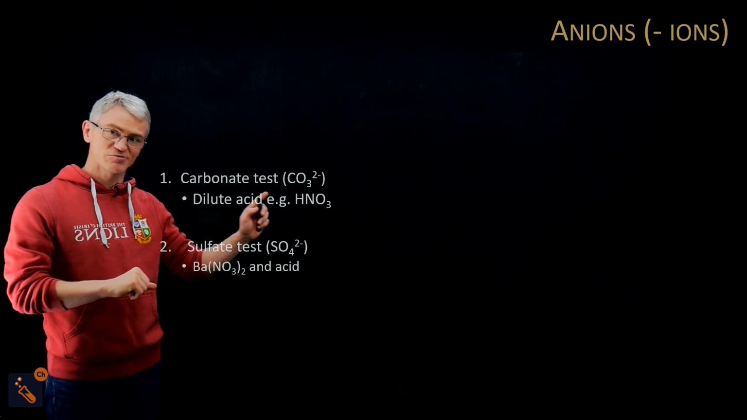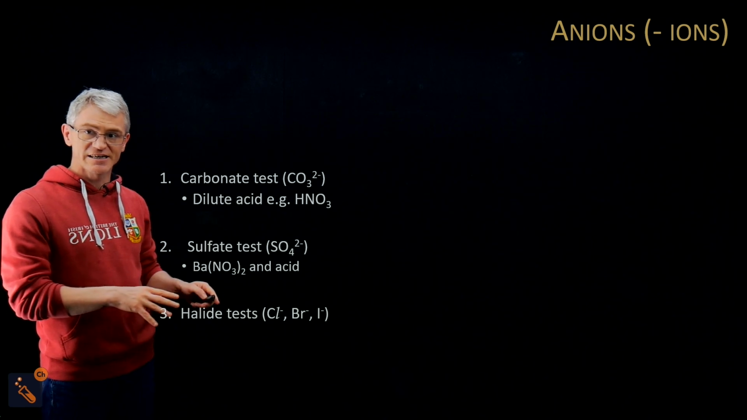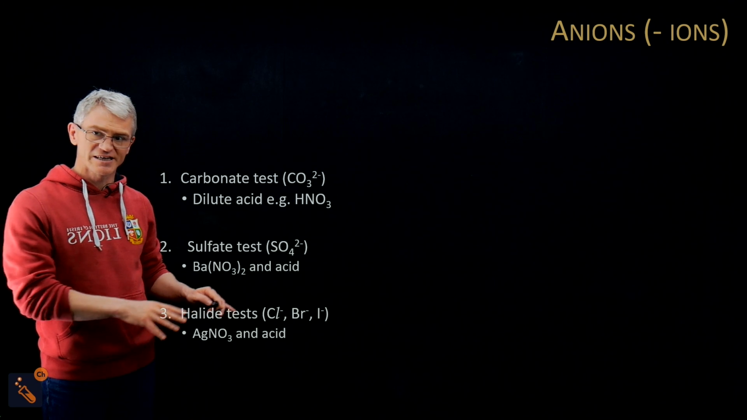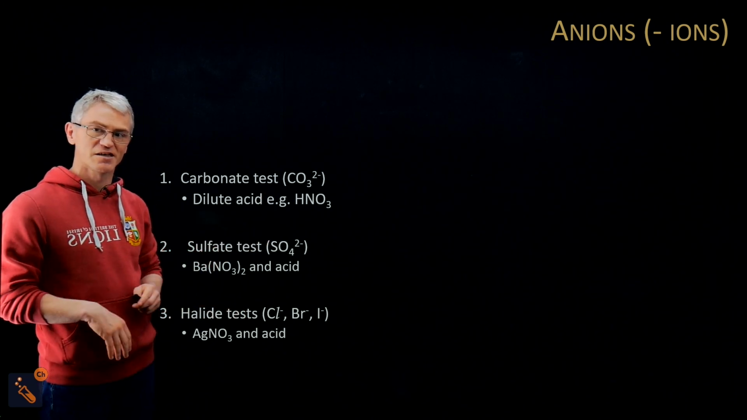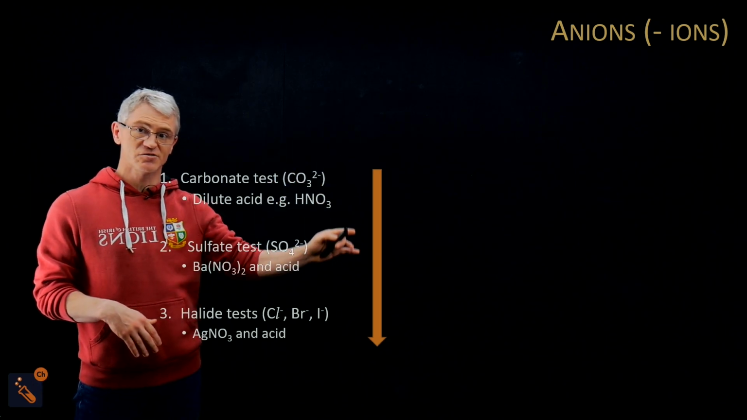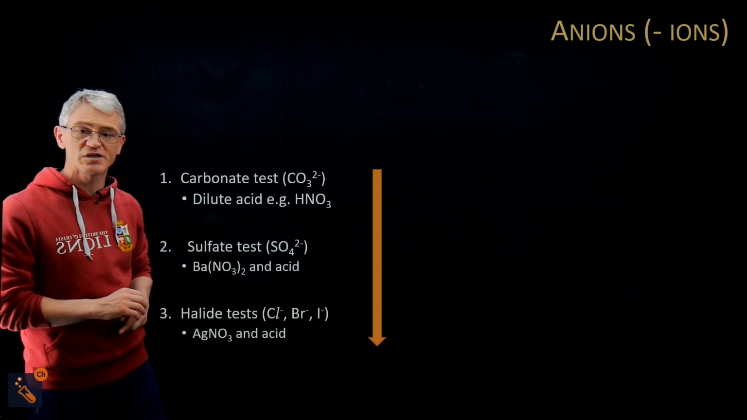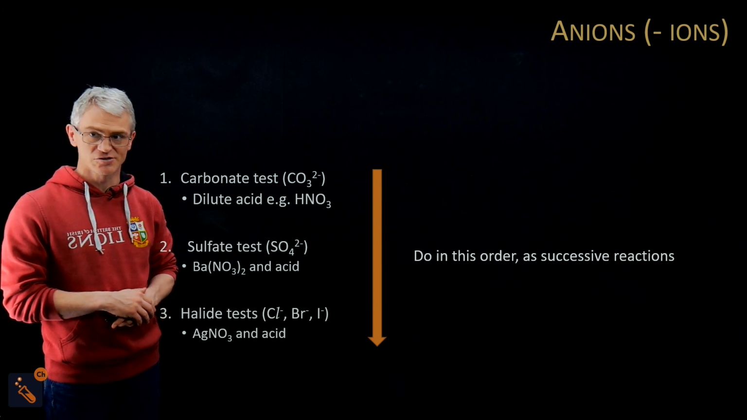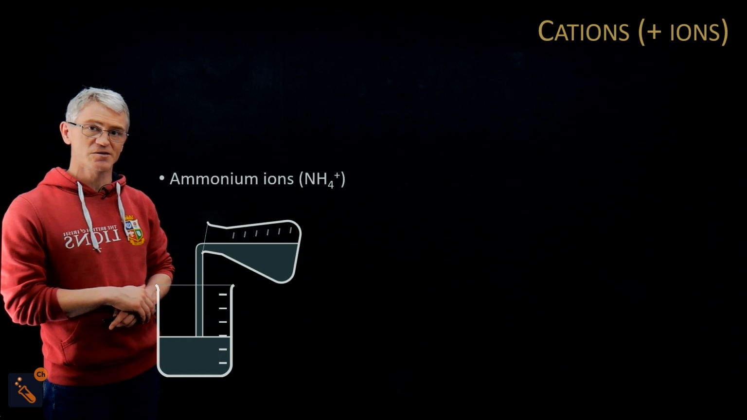And an acid. Now, the acid we're going to use is HNO3. Lastly, the halide test, same as GCSE, but it's got a little added bit onto it. Again with an acid. Guess which acid we're going to use? Nitric acid. Now, we're going to do them all at once, and I'll go through that later on in this video. We can do it all in the same test tube, in order as successive reactions until you get a positive result. But let's go through each of them anyway.